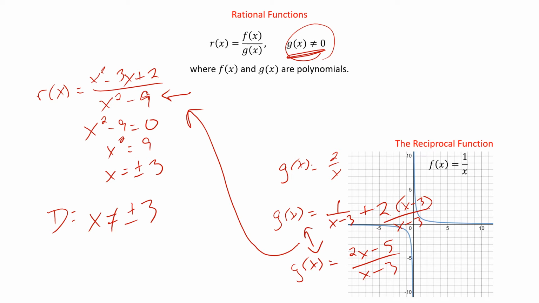These two g of x's are the same. It's just the top one, we're looking at it as a translation, which is fine, but it does make a rational function because we can write it as a polynomial over a polynomial.